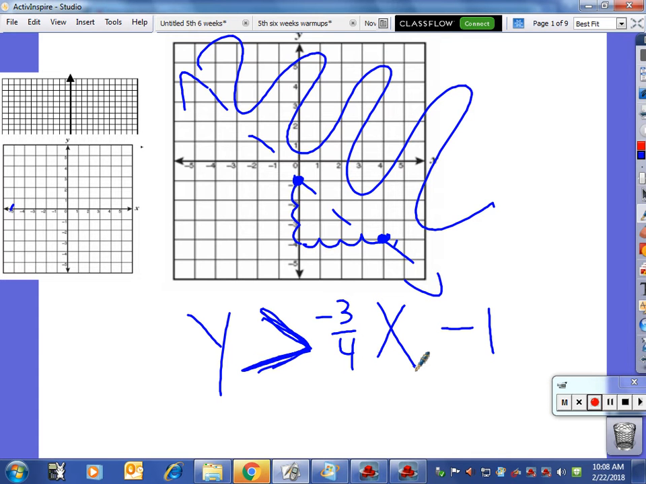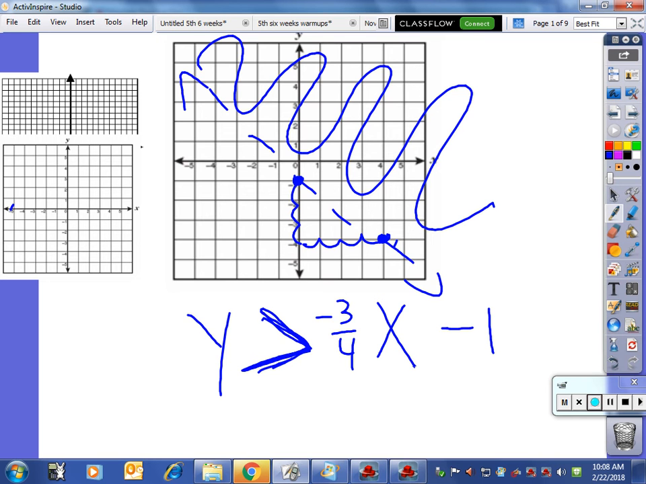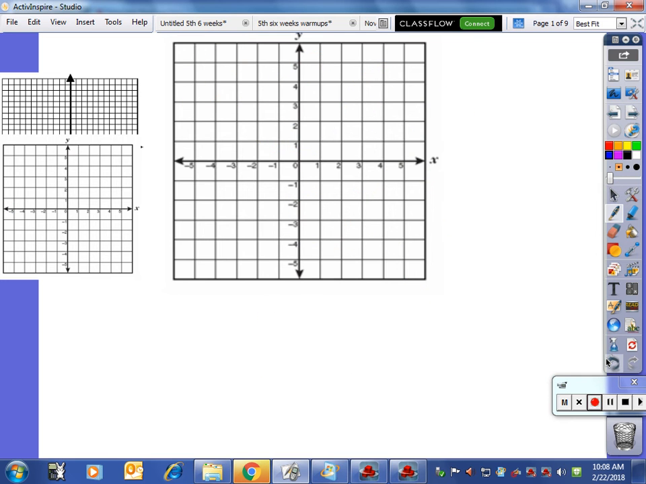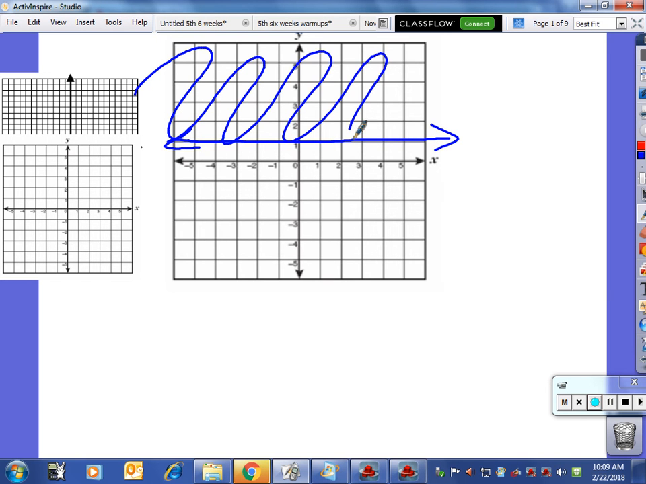Are there any other ones on here that you were... Yeah, number 4, if it's completely flat. I'm not going to do number 4, but let me do one similar to number 4 for you. Let's say I had this picture right here. This is completely flat, and I'm shading above. What's the slope of this line? 0. What's the y-intercept of this line? 1. Okay, so if I was just looking at the line, this line is y equals 1.